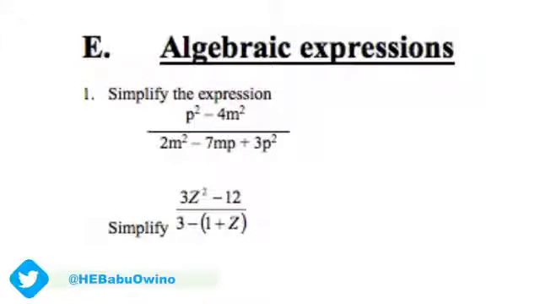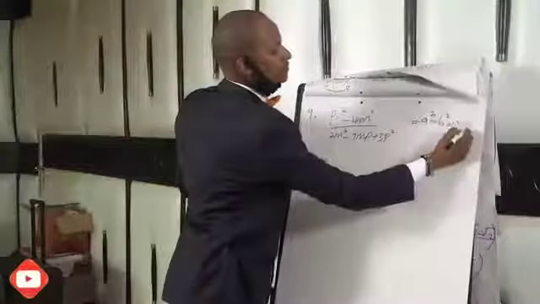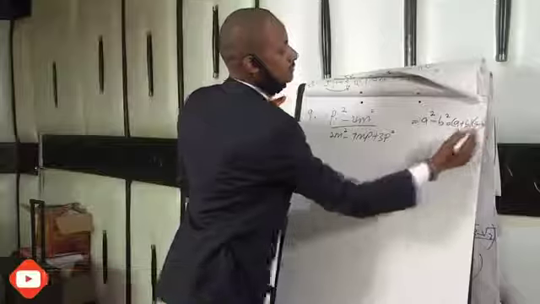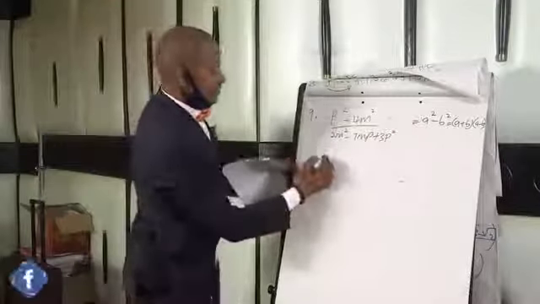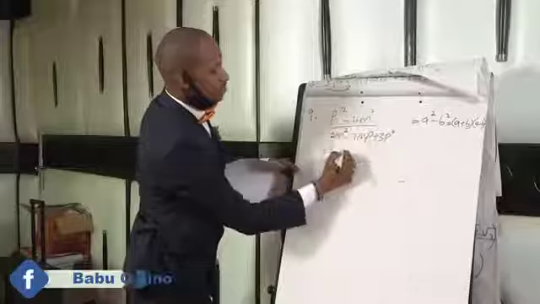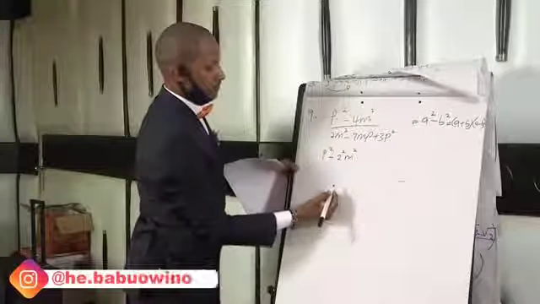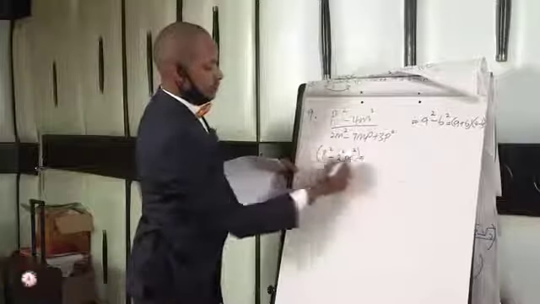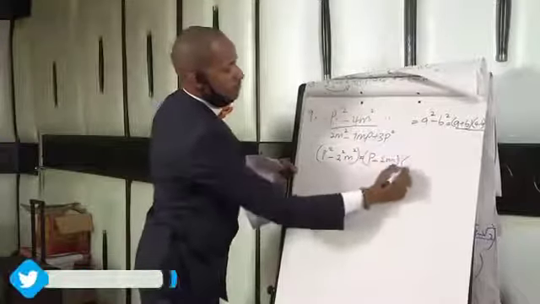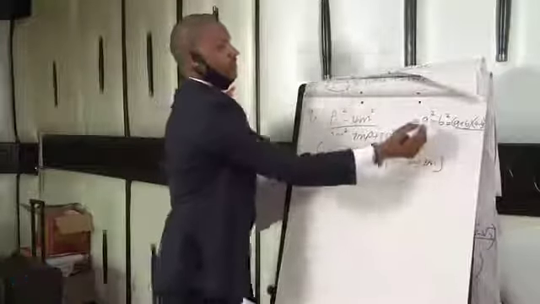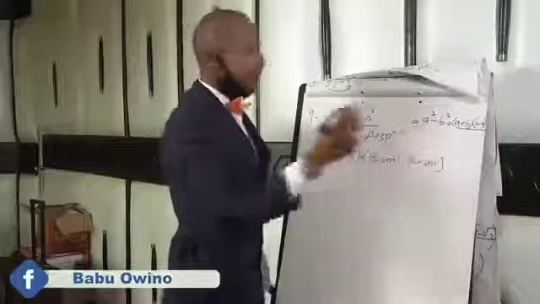So when we are solving this algebraic expression, you look at the numerator and then you look at the denominator. We can see the numerator is a difference of two squares. A difference of two squares means a squared minus b squared, which can be written as a plus b into a minus b. Therefore, p squared minus 4m squared can be written as p squared minus 2 raised to power 2 m raised to power 2. So when you simplify this with a difference of two squares, you just write p minus 2m into p plus 2m.